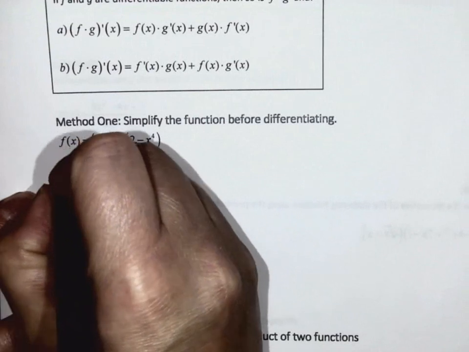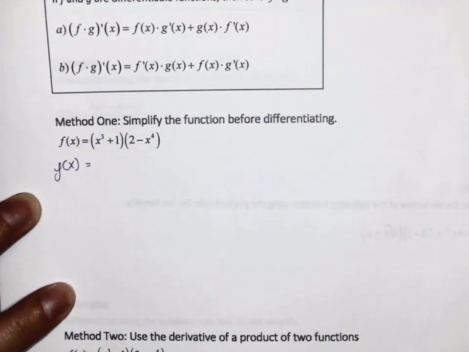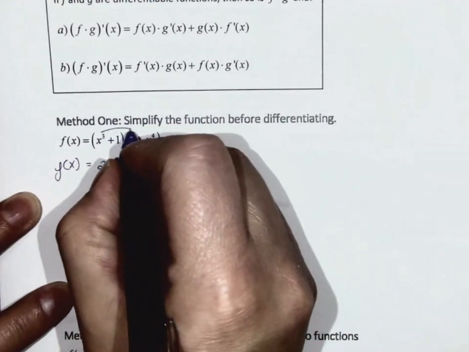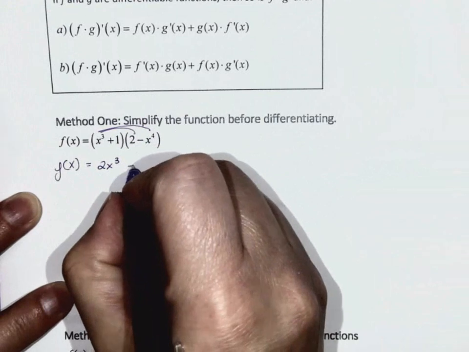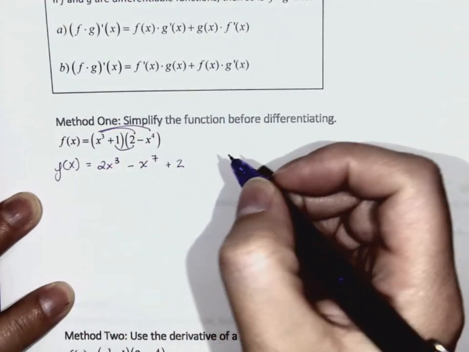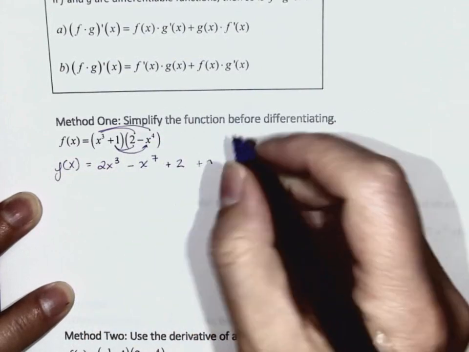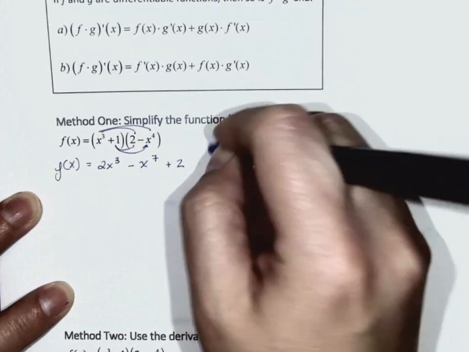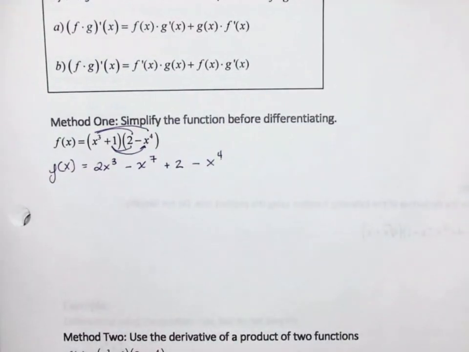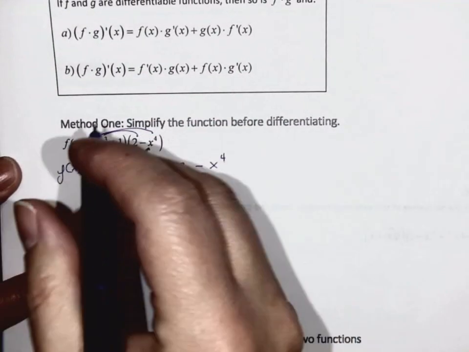I'm still using the original function. So this is going to be 2x cubed minus x to the exponent 7 plus 2, no, that's a subtract. Subtract x to the exponent 4. Not very pretty, but very, very doable.